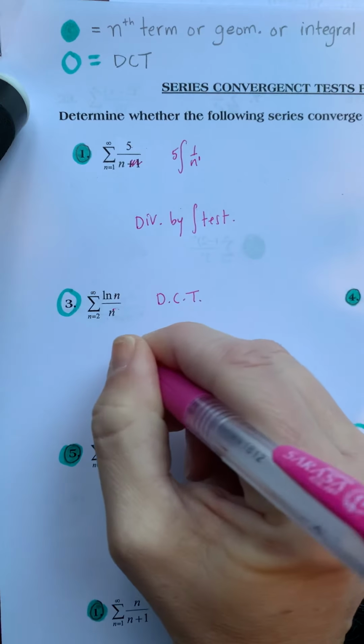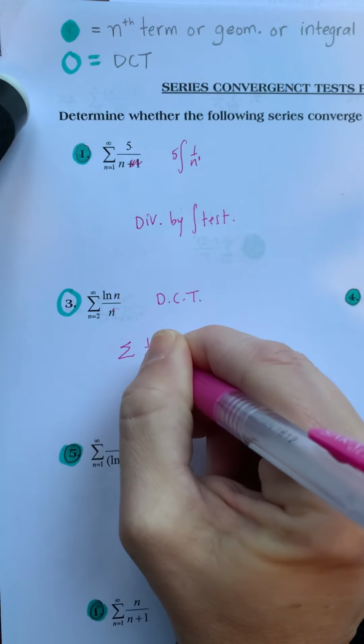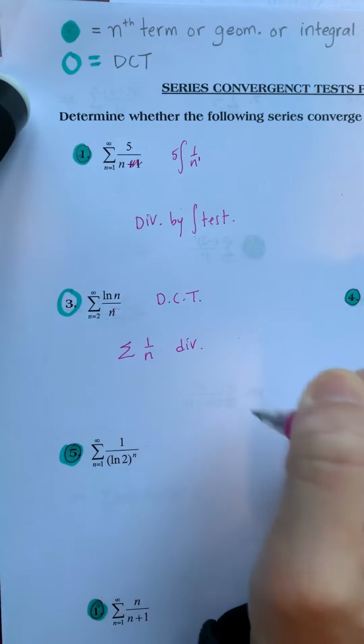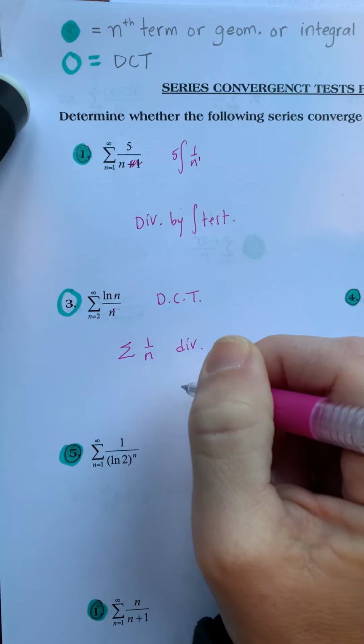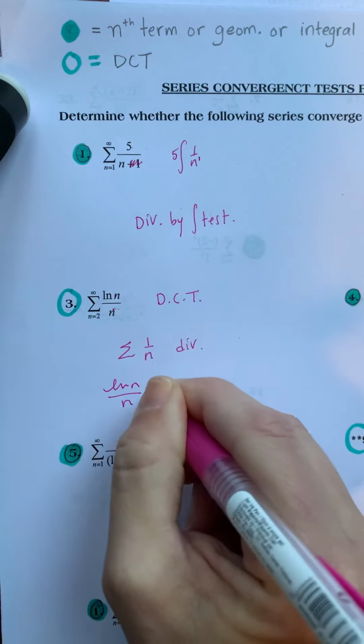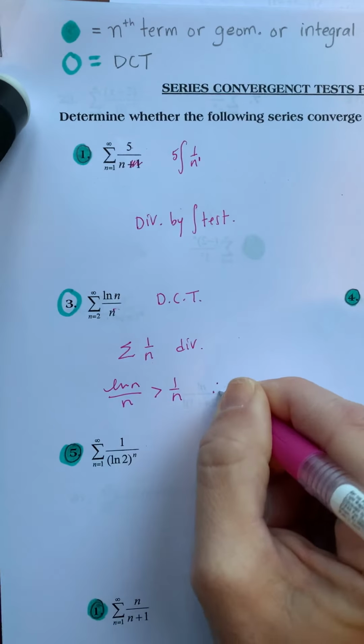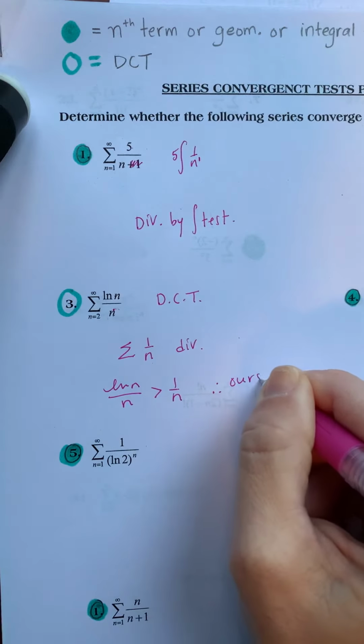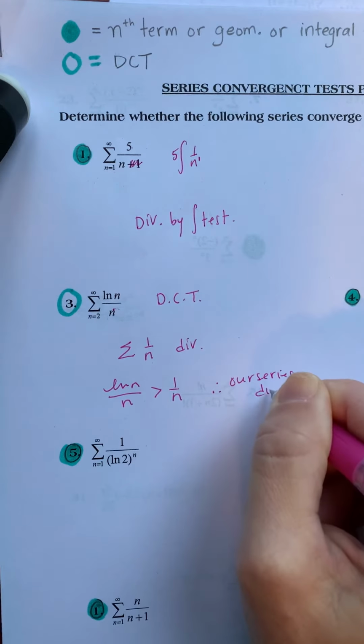Well, guess what? I know that the series 1 over n diverges, right? That's our p-test. We know that that diverges. Well, the natural log of n over n is bigger than 1 over n. So therefore, our series diverges too.